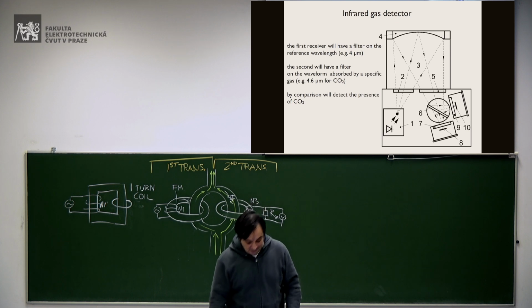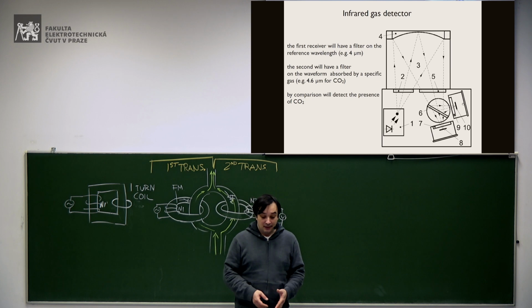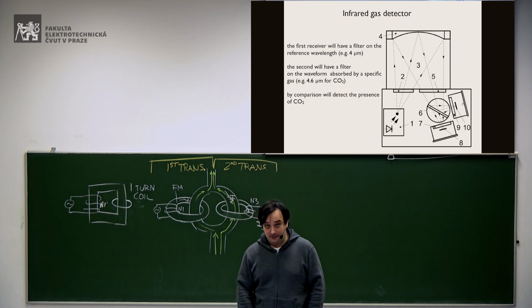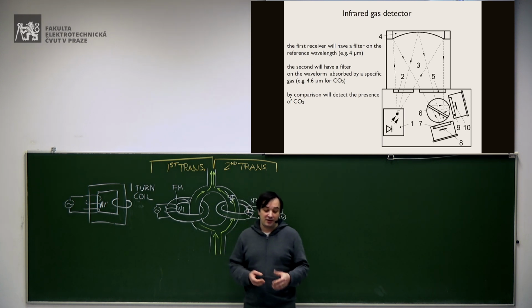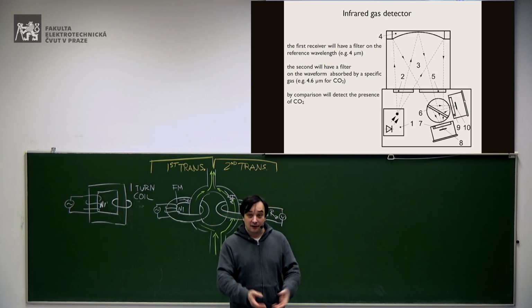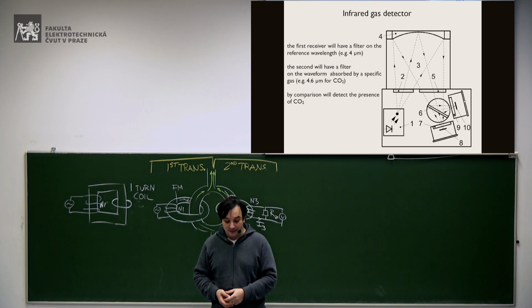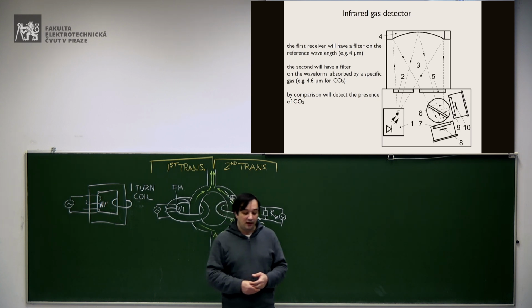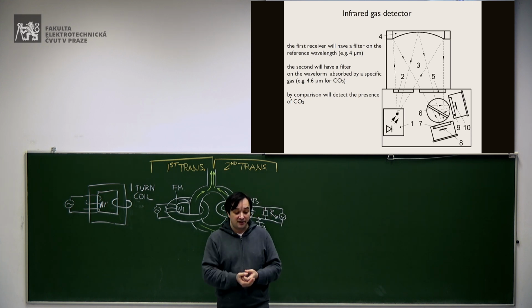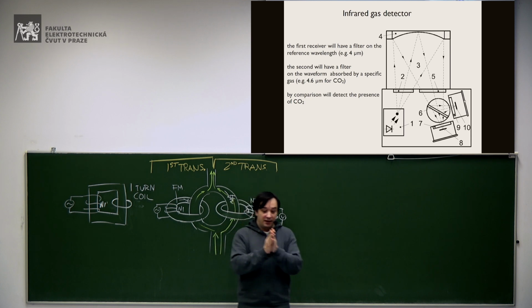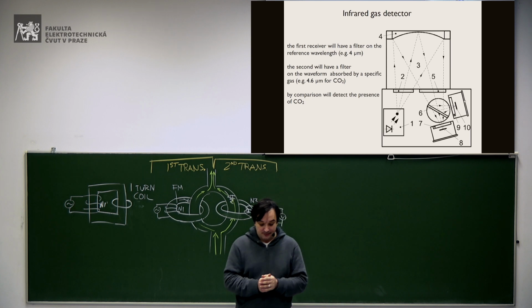Then what do we do? On one detector, I have a filter which selects, for instance, 4 micrometers. So the first detector will check only the component at 4 micrometers wavelength of that light, which comes back after reacting with the gas inside the chamber. The second detector, for instance, will be tuned, so to speak, on 4.6 micrometers. So I watch only the portion of the spectrum around 4.6 micrometers.